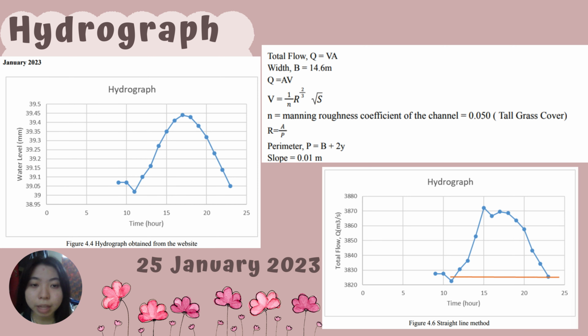For the second part of this project, we generate the hydrograph. We choose the straight line method to separate the natural hydrograph into 2 components. By using Q equals VA to find the total flow, the Manning roughness coefficient of the channel is equal to 0.05 for tall grass cover.